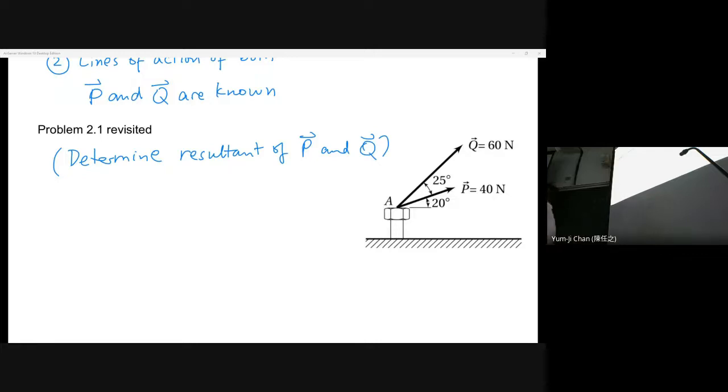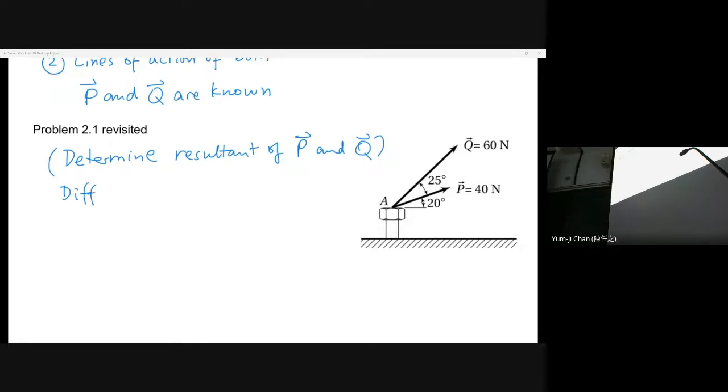Now, of course, we work on the same problem, but we use a different method. Here we use a different method, okay? We use a different method to determine the resultant of P and Q.